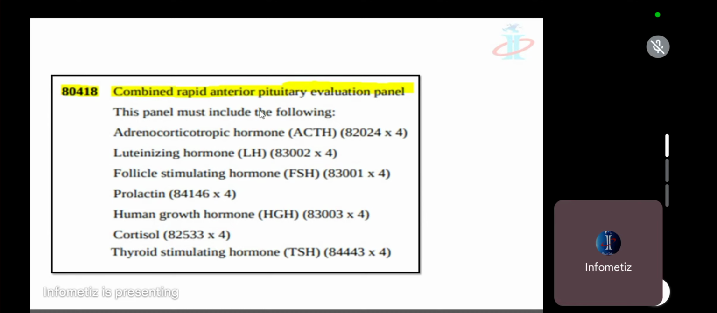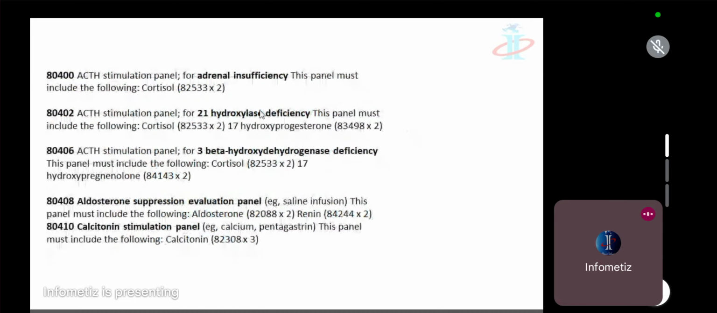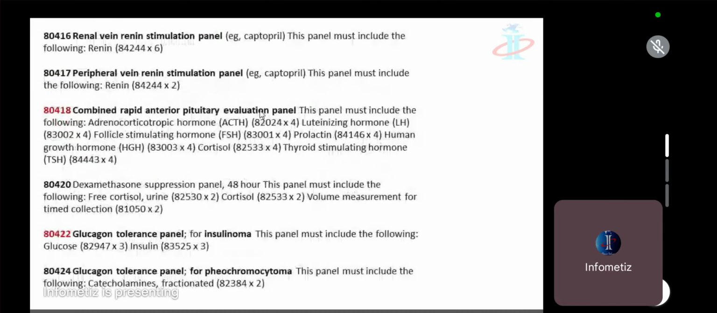That is sure. So the only thing you need to remember is that every test included in this panel, they can perform 4 times. Good? That is the only thing. Similarly, see, you can see this renal vein stimulating panel that includes renin 84244 into 6. So the concept is what you will see, that the test can be performed multiple times here.